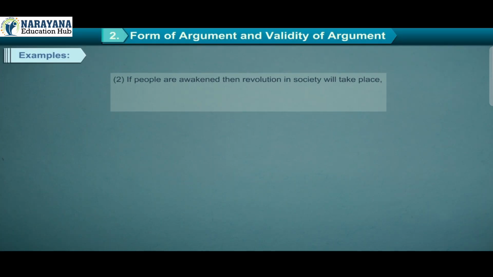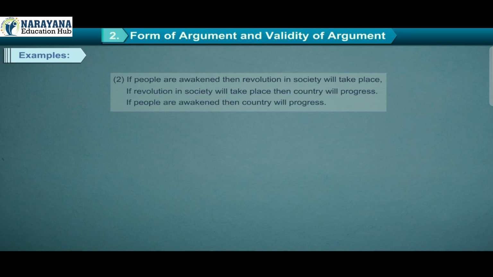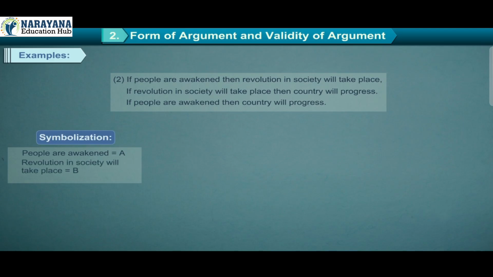2. If people are awakened, then revolution in society will take place. If revolution in society will take place, then country will progress. If people are awakened, then country will progress. Symbolization. People are awakened is equal to A. Revolution in society will take place is equal to B. Country will progress is equal to C.